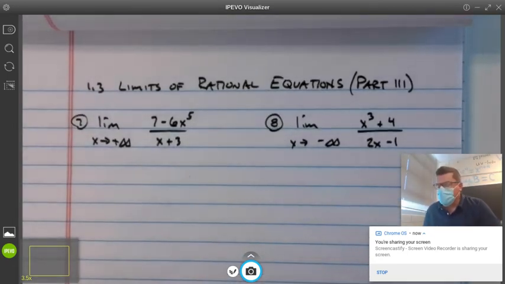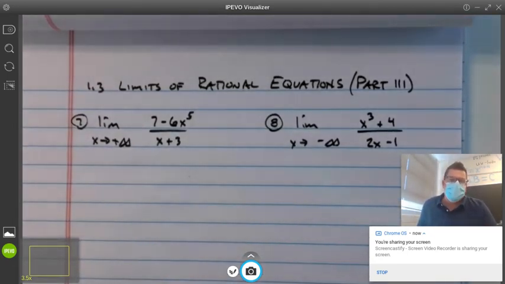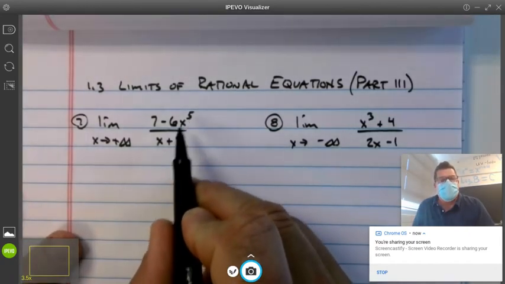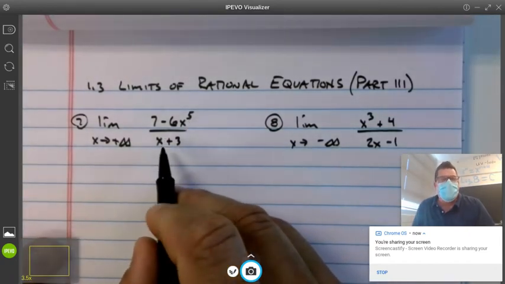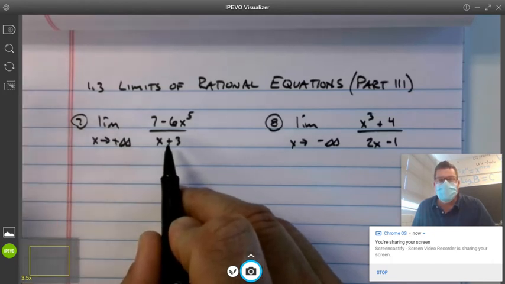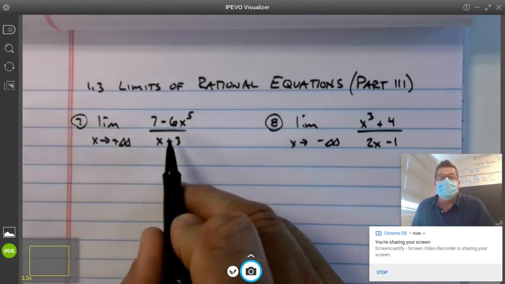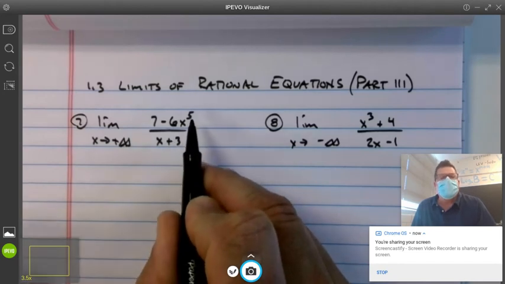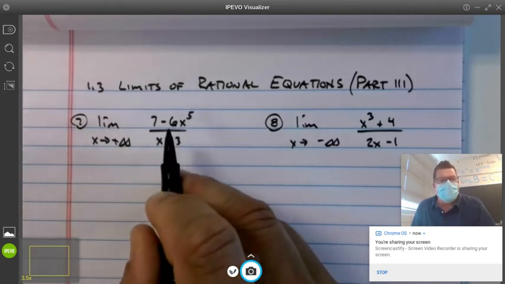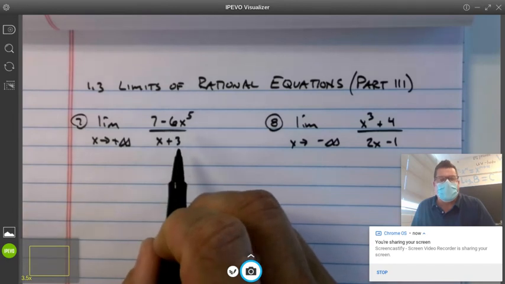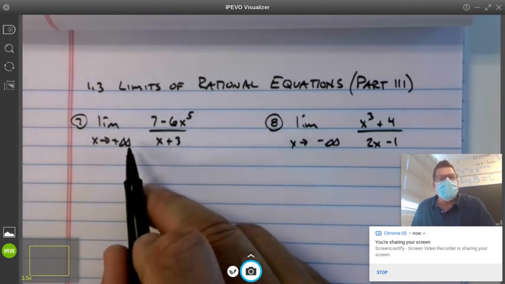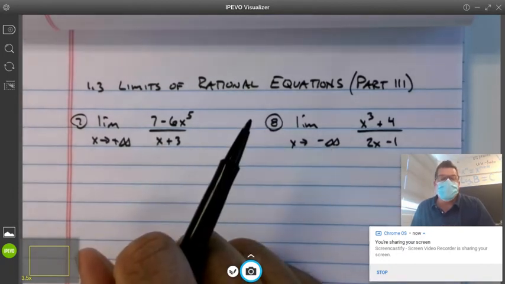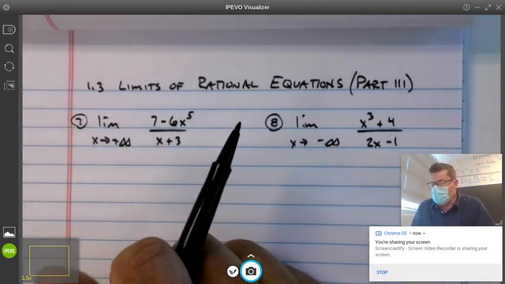All right, guys, here's 1.3 limits of rational equations, part 3. This is when the degree is higher on the top than the bottom. When we were finding horizontal asymptotes, this would be a situation where it does not have a horizontal asymptote. If the degree on top is 1 greater than the bottom, then it would have a slant or oblique asymptote. So how are we going to find this now that we can't use our asymptote techniques from algebra?